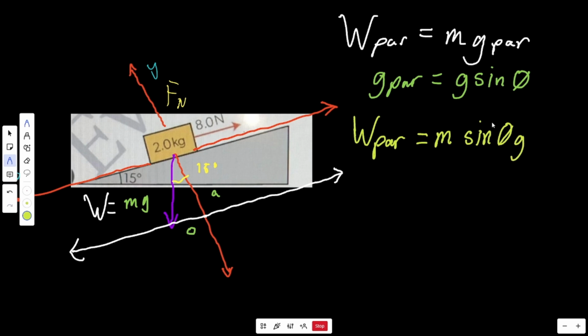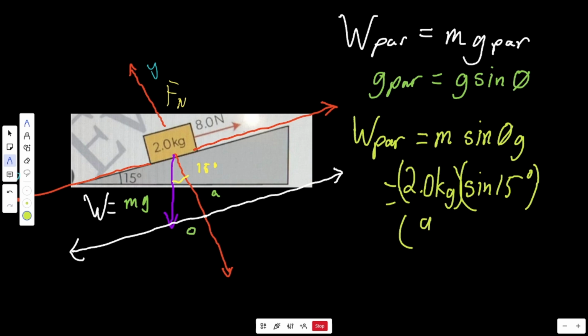And our theta here is 15, so let's just rewrite this with our given. Our mass is 2 kilograms, and our sine is sine 15. Our gravity is 9.8, which will give us a 5.07 Newton force or weight parallel to the incline of the ramp. So that gets us our final answer.